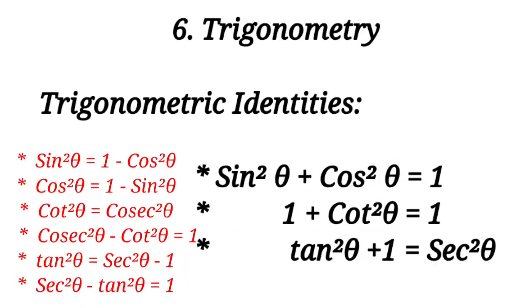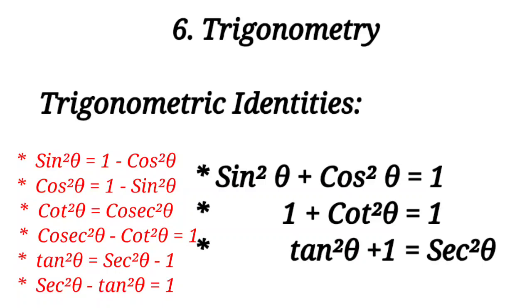Based on these, we can derive 6 more identities. First one, sin square theta is equal to 1 minus cos square theta. Then cos square theta is equal to 1 minus sin square theta. Next one, cot square theta is equal to cosecant square theta minus 1. Then cosecant square theta minus cot square theta is equal to 1.